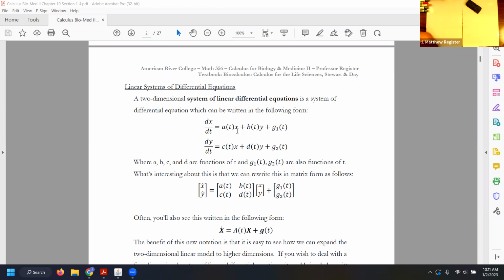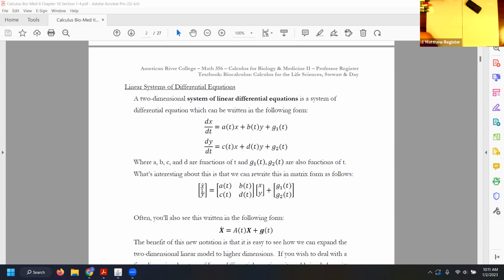dx/dt equals a(t)x plus b(t)y plus g1(t). dy/dt equals c(t)x plus d(t)y plus g2(t), where a, b, c, d, g1, and g2 are all functions of t. Now, that's a lot of functions of t already, and so we could be dealing with a mess. What's interesting, though, is that we can write this in matrix form.